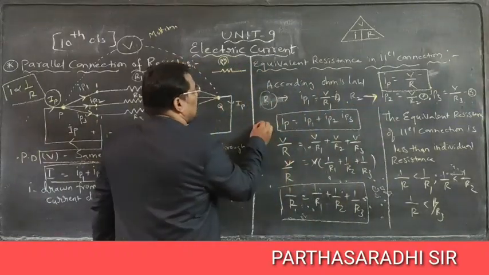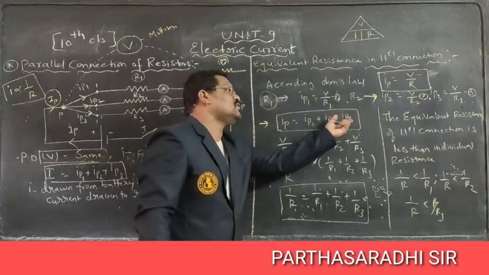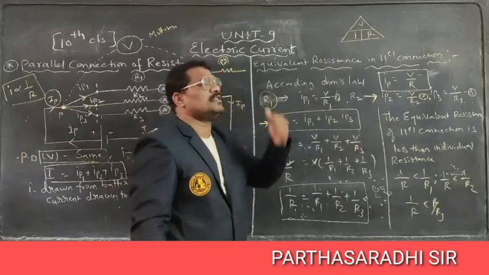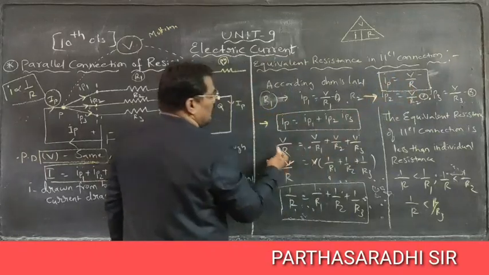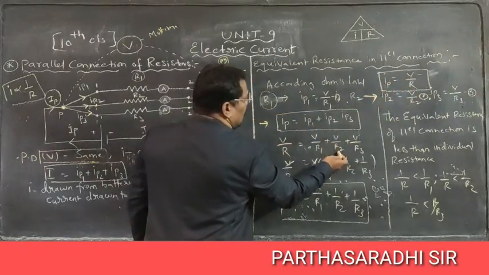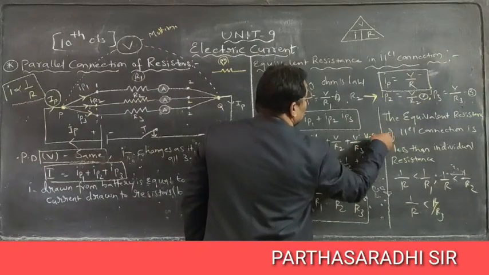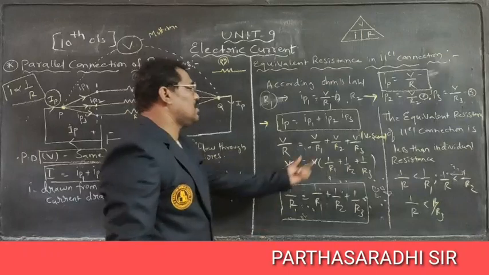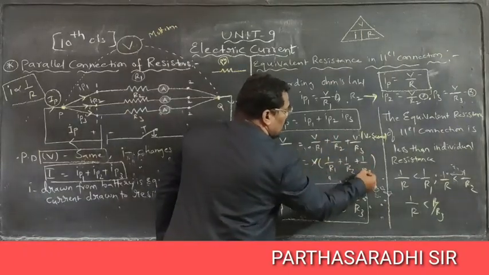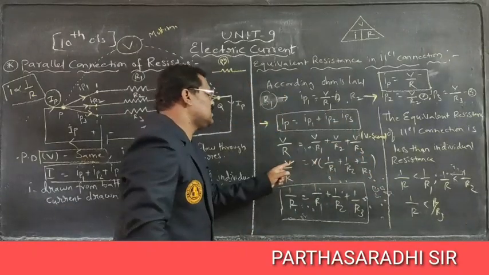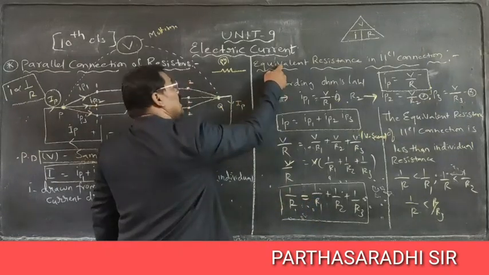As for total current, according to the formula, what is there? Total current flowing through a circuit is equal to the sum of the individual currents in R1, R2, R3. Therefore, V by R is what I have taken, equal to V by R1 plus V by R2 plus V by R3, as V remains the same. Take out common V here, I will get 1 by R1 plus 1 by R2 plus 1 by R3. Therefore, cancel V.